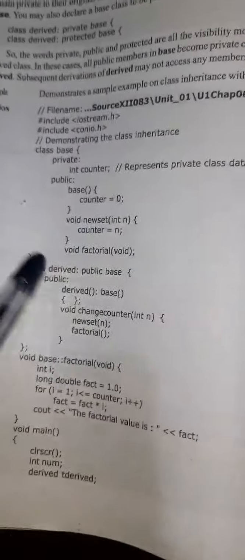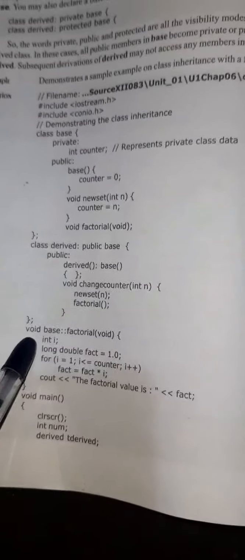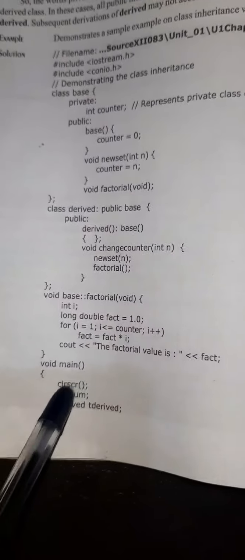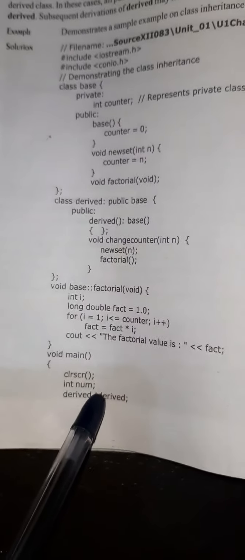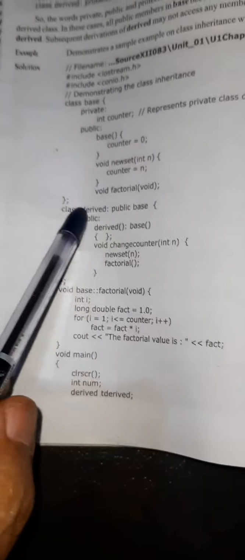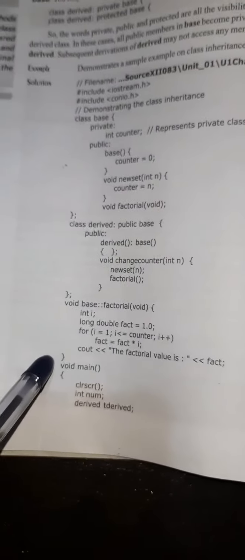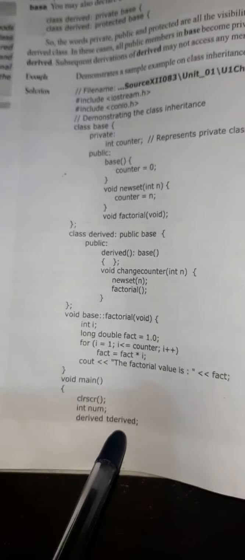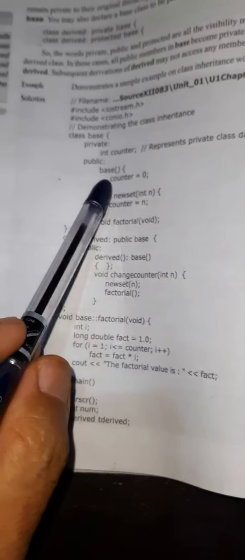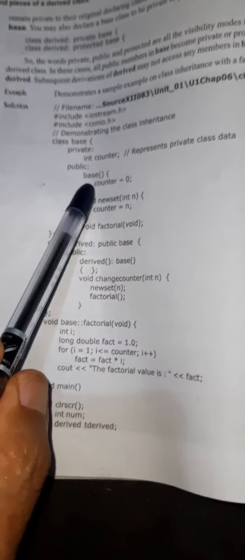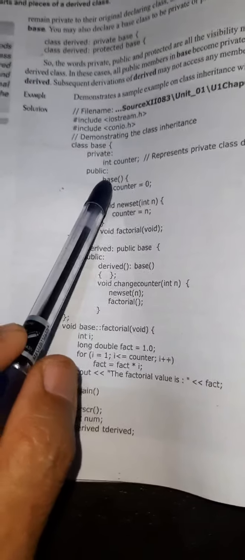Now coming back to the program, when you come to the main part, here the variable has been declared as num, and then the derived class has declared an object, t derived. So now what is the concept of constructor? When the object gets declared, what happens? The constructor is called, right? The constructor gets invoked. So this is the default constructor.